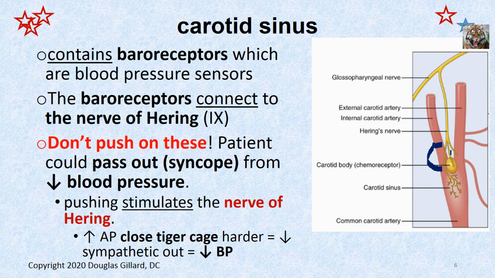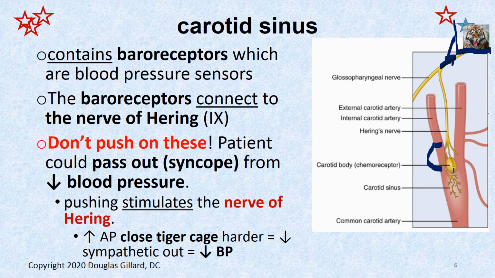They're constantly sensing the pressure of the internal carotid artery, and it sends its information down the nerve of Hering, which jumps on the glossopharyngeal nerve, and the action potentials actually hold the tiger cage. Let's say this is the tiger and this is the door of the tiger cage. They hold that tiger cage gate shut, let a little bit out, so you have a constant sympathetic tone, but not too much of it.